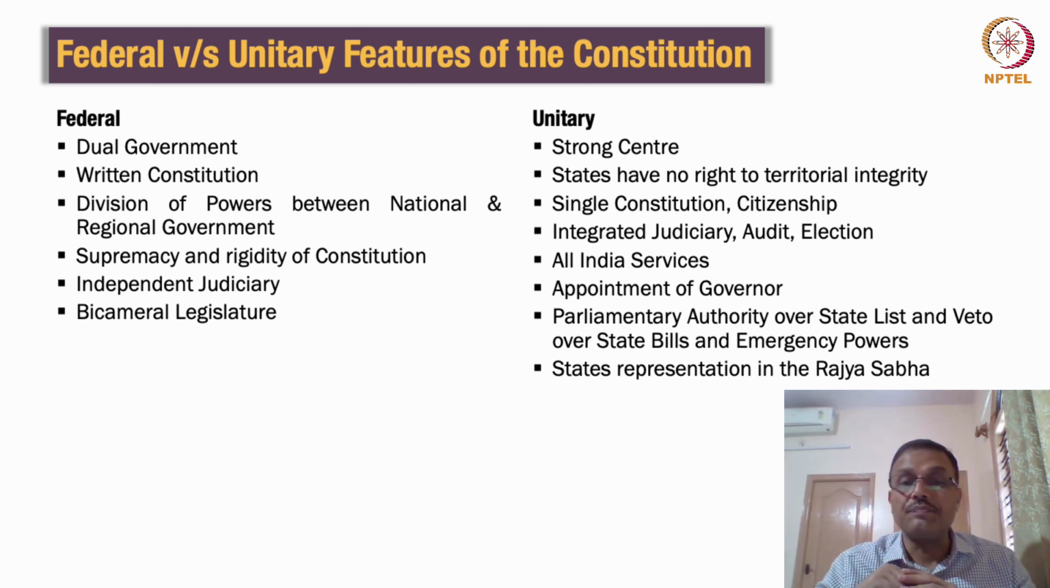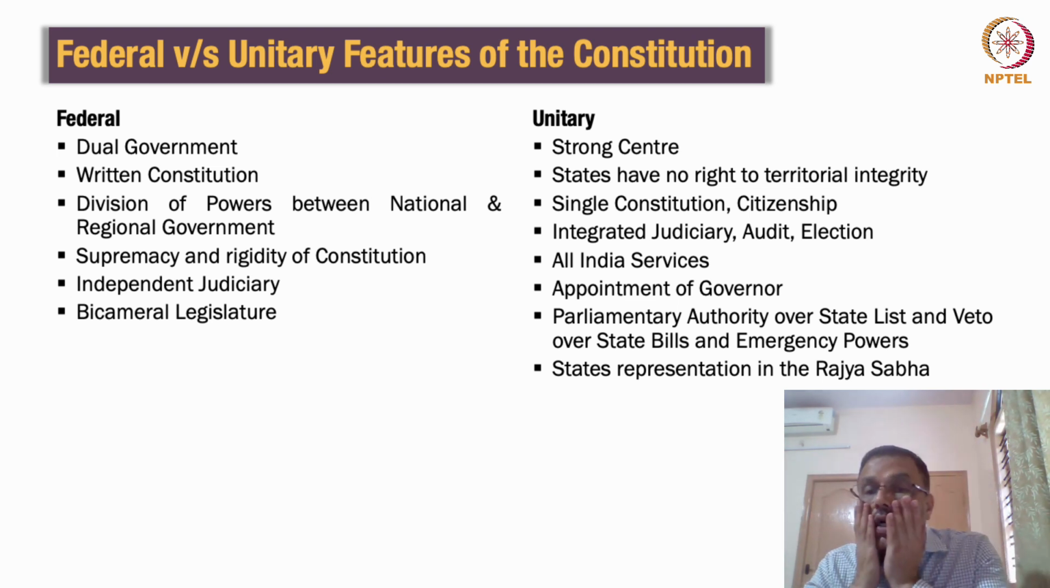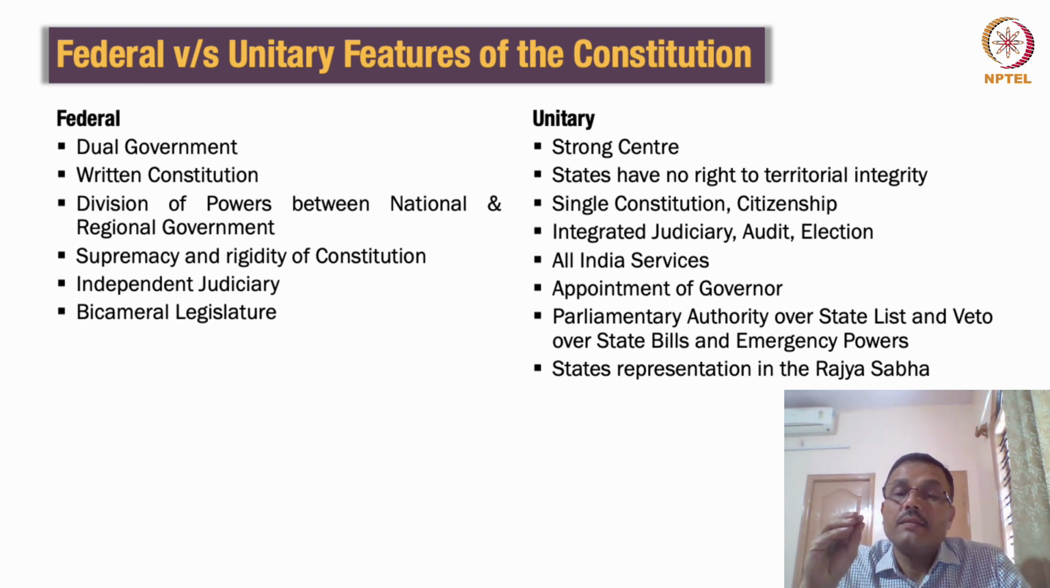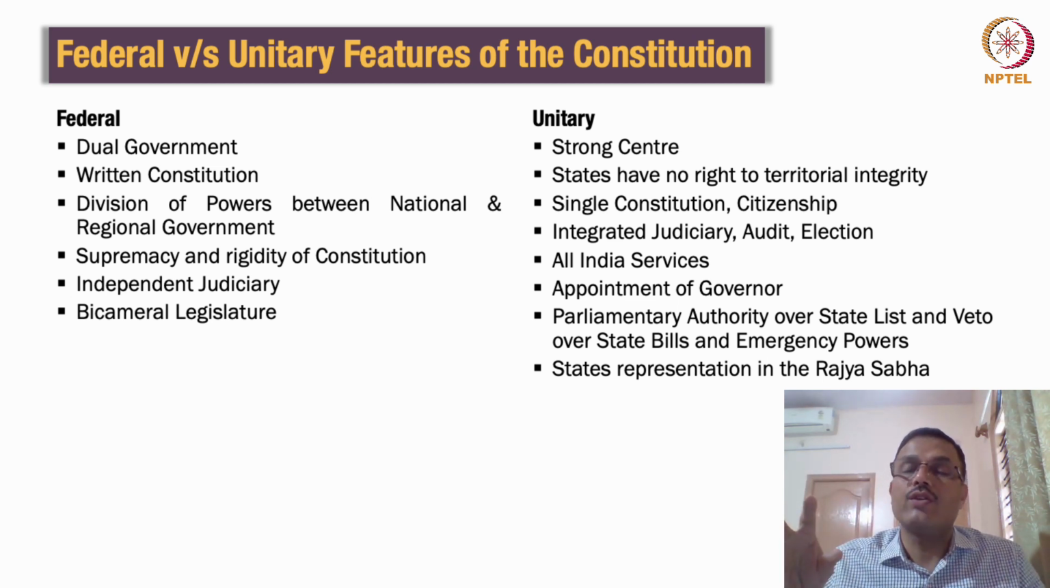Now, one of the things that you should know is that the United States actually has two kinds of citizenships. You can have a state citizenship, you can have a federal citizenship, but that is a very unique model in the US.